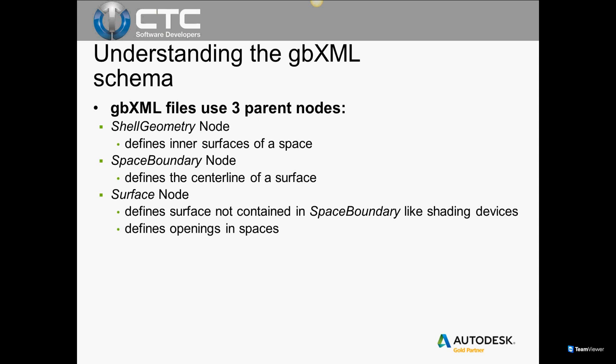Let's look at those properties in a little more detail. So gbXML files basically use three parent nodes. You've got a shell geometry node that defines the inner surfaces of your spaces. You've got space boundary nodes that define the center line of your surface, and you've got surface nodes that define surfaces not contained in the space boundary, which would be like your shading devices. And it would also account for openings on your spaces. So all of that information that you saw in that XML file is categorized basically into these three categories.